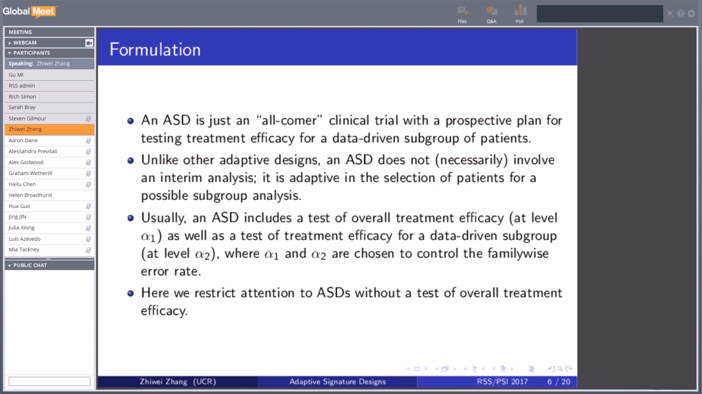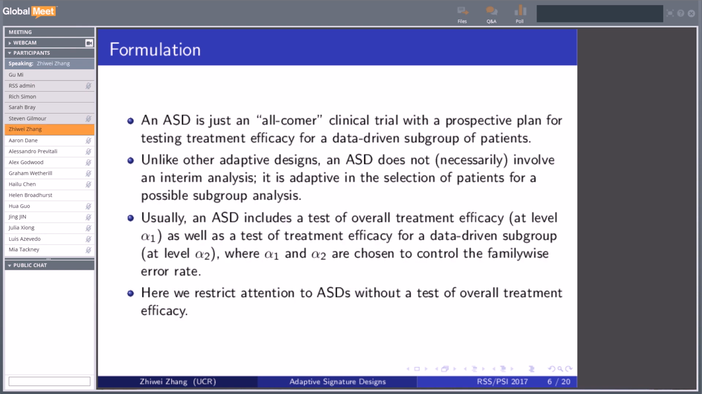Usually, the analysis of an ASD starts with a test of overall treatment efficacy on the entire study cohort at level alpha 1, say. If the overall test result is significant, then the treatment is considered efficacious for the entire study population. If the test result is not significant, a subgroup is then selected using a pre-specified procedure, and another test of treatment efficacy is performed on the selected subgroup, say at level alpha 2. If the second test result is significant, the treatment is considered efficacious for the selected subpopulation.